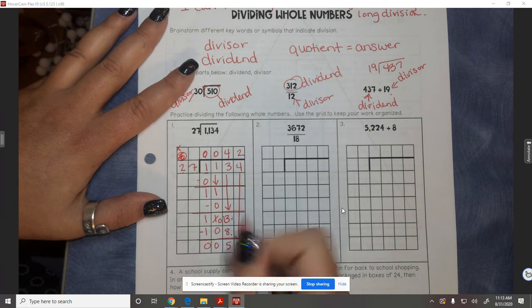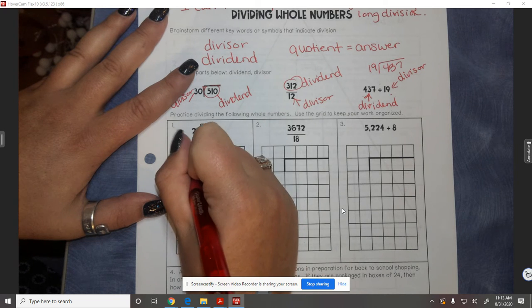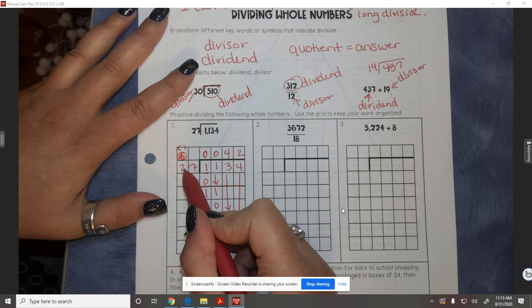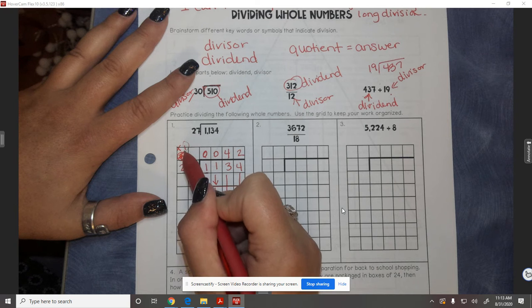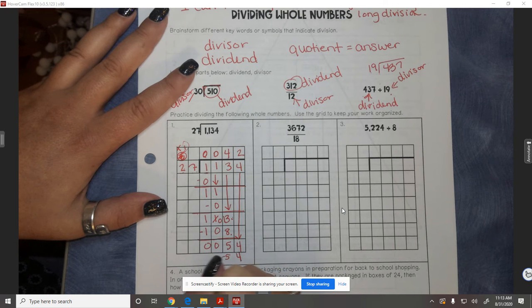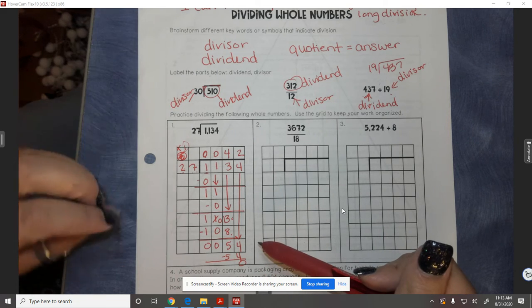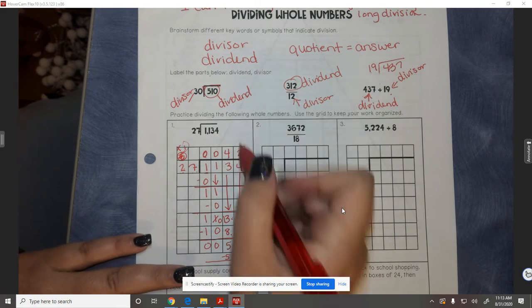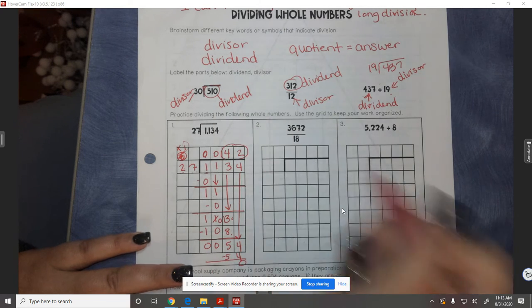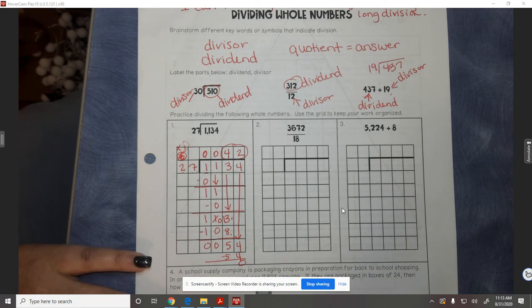2 times 7 is 14. Carry my 1. 2 times 2 is 4. Plus this 1 right here is 5. We subtract, we get 0, and there's no other numbers to bring down, so that means that we're all done. So our final answer here is 42.